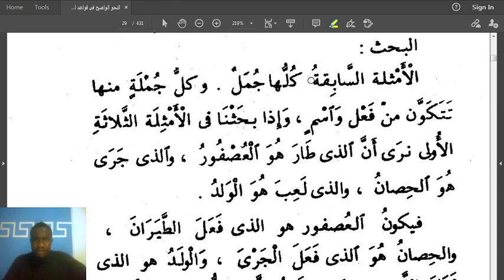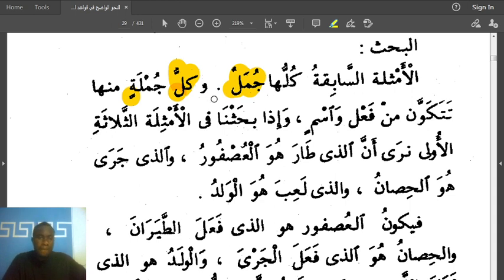Al-amthilatu as-sabiqatu, the previous examples, kulluha jumalun, all of them are sentences. Jumal, the plural of jumla. I think we've already seen this. Wa kullu jumlatin, and each sentence. And let's note this: wherever you see the word kullu, the noun that comes after it takes kesra, becomes genitive. It acts as a preposition.